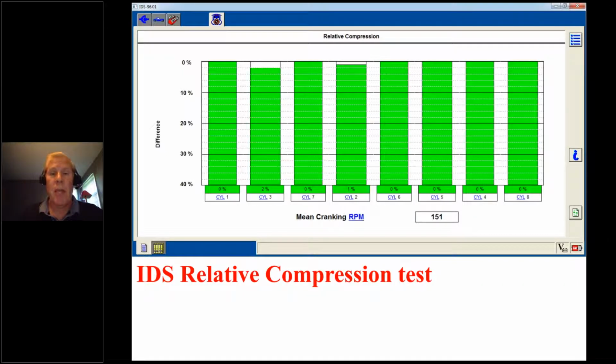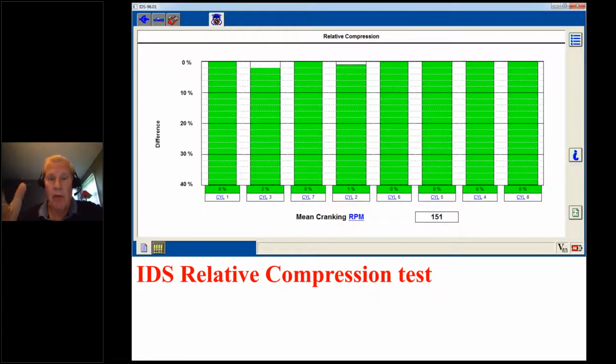conjunction with the PCM that asks the tech to depress the accelerator pedal to the floor and crank the engine over for about 10 seconds. And then the PCM uses the crankshaft sensor signal to determine if we have relatively even compression pulses as they impact the RPM. And as I look at my results, all cylinders are pretty much the same. There's a couple here that are a little bit low, but they're reasonable. So this suggests that all 8 cylinders have about the same compression.